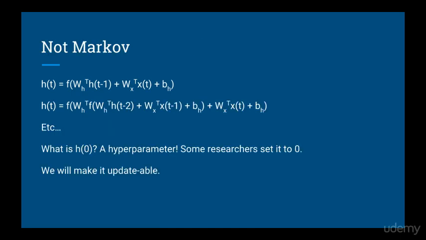One thing to note is that this is not the Markov assumption. Why is that? Because even though h of t is defined in terms of its previous value, that can be defined in terms of the value before that, and so on. This also means that h of t needs to have an initial state, h of 0. Sometimes researchers just set this to 0, and other times they treat it as a parameter that we can use backpropagation on. Since Theano automatically differentiates things for us, we'll treat it as an updatable parameter.